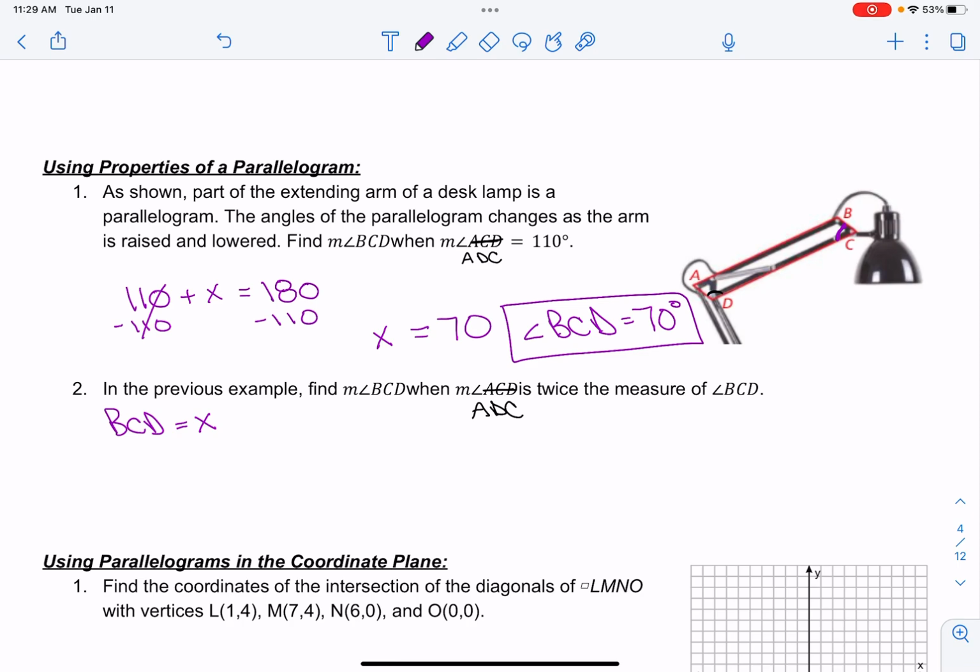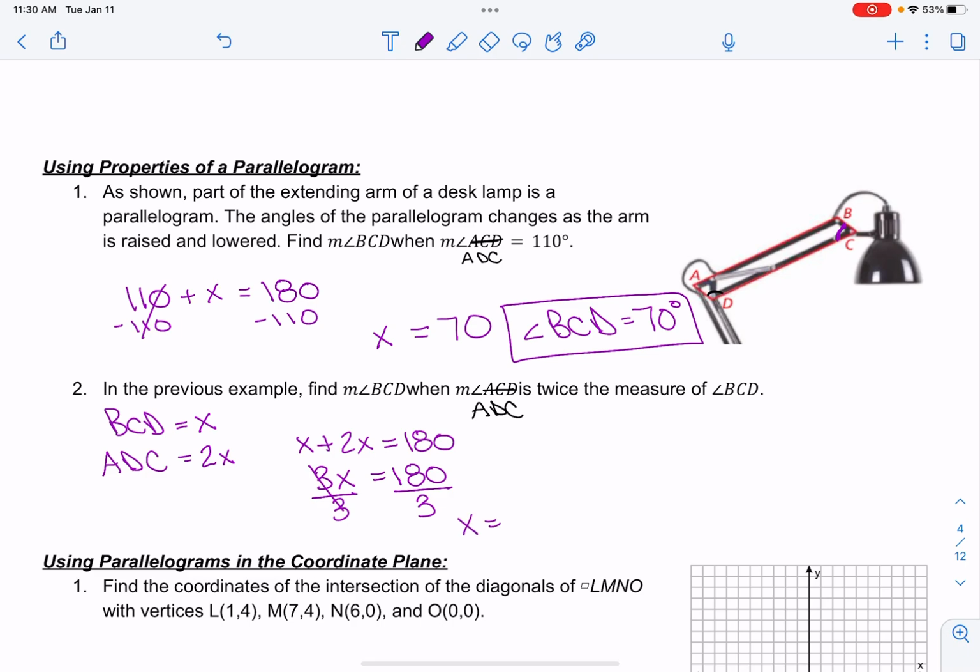So BCD, we don't know what that is. And then it tells us that ADC is twice the measure of BCD. So that's going to be 2x. And again, these two angles are supplementary, so that means they have to add to be 180. So that means x plus 2x has to equal 180. And so x plus 2x is 3x, which equals 180. And then to get x alone, we have to divide both sides by 3. So we get x to equal 60.